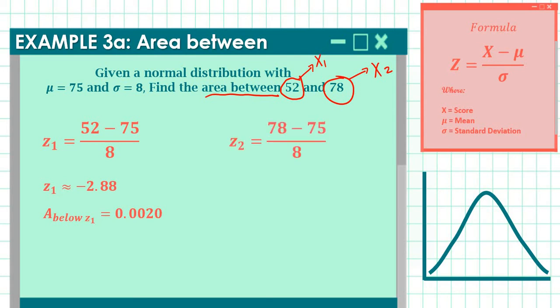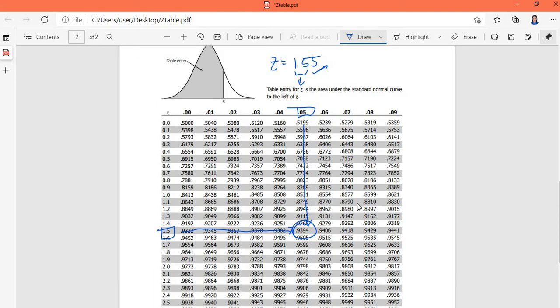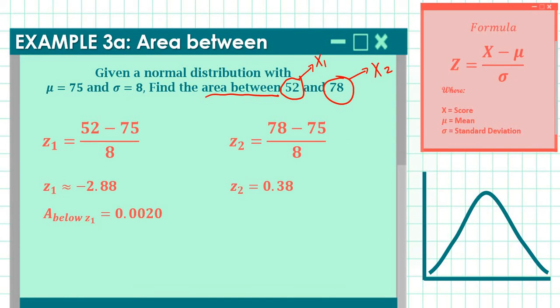For the second score, again, substitute, then round off to 2 decimal places, then use the z table to identify the area below. That's 0.38. So that is again on the second page since it is positive. 0.38, 0.3 will be the first 2 digits here. Then 8 is here. If we want to see the intersection, that will be 0.6480. So the area below, the score 78 and z 0.38, is 0.6480.